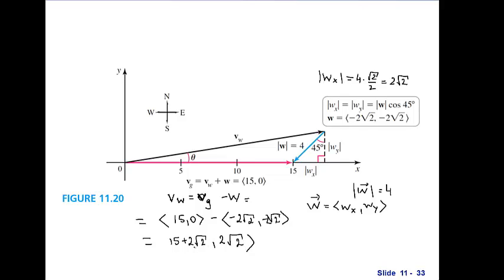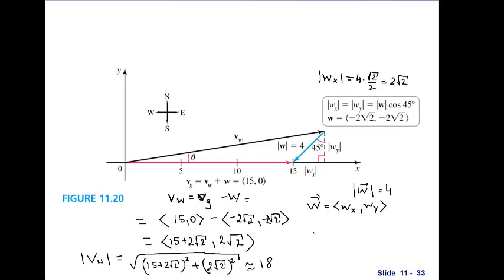So that's the vector, and we need to find the magnitude of it. The magnitude of Vw is equal to, we just square the components, so it's 15 plus 2 square root of 2 squared, plus 2 square root of 2 squared, which is approximately 18. Therefore the speed of the boat relative to the water is approximately 18 miles per hour.